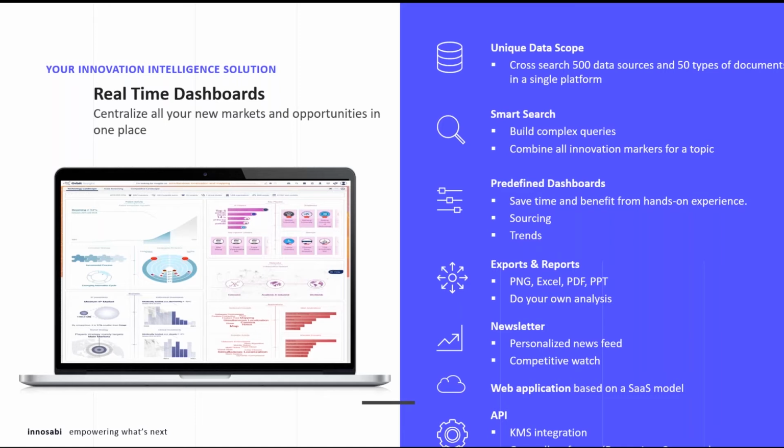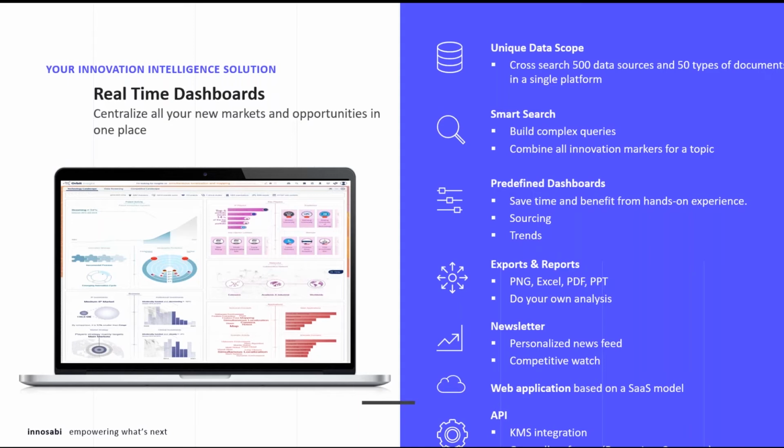So you're going to see real-time dashboards. These are designed to capture information about markets and opportunities in one place. We have a unique data scope. We're cross-searching over 500 data sources and 50 types of documents in a single platform. We have smart search capability, which you're going to see in a moment, where you can build complex queries, although simple queries can be as effective. We're going to combine all the innovation markets into a single topic.